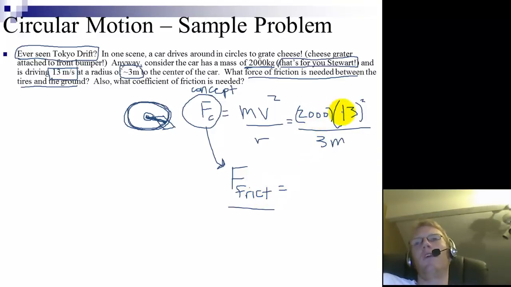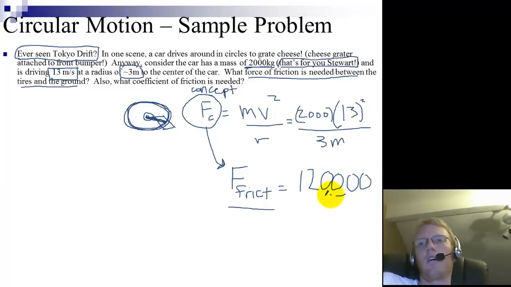So what's 2,000 times 13 squared divided by 3? Heck, I don't know. 13 squared is 170. 170 divided by 3 is roughly 60. 60 times 2,000 is roughly... This is really, really rough, so I'm not sure. Oopsie. With a comma right there. And what are my units? Those of you who don't like to put units, make sure you remember newtons. So that's the force that we need to apply in order to keep this car on the ground.